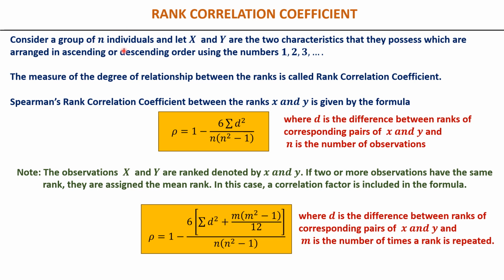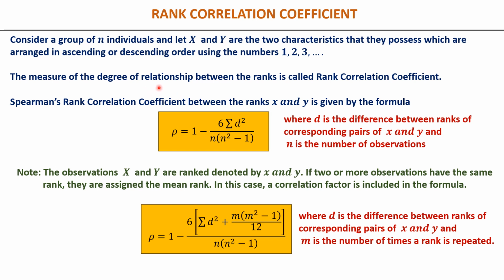Let's consider a group of n individuals, and let capital X and Y be two characteristics that these individuals possess, say the marks in two respective subjects, say mathematics and statistics. We arrange those numbers either in increasing or decreasing order and we rank them. Ranking is normally done using the numbers 1, 2, 3, 4, etc. Assuming that the highest rank is number 1, then the next highest is number 2, and so on. That's the way the ranking is done.